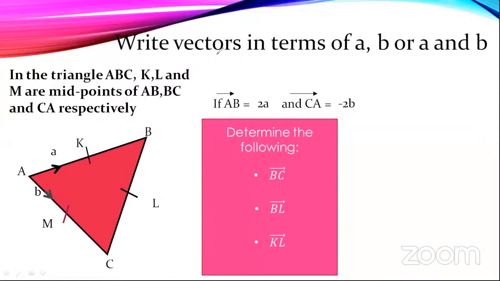So guys, we're looking at BC. So we're looking at the vector BC. We're moving from B to C. What route can I take to get me from B to C? What route can I take?